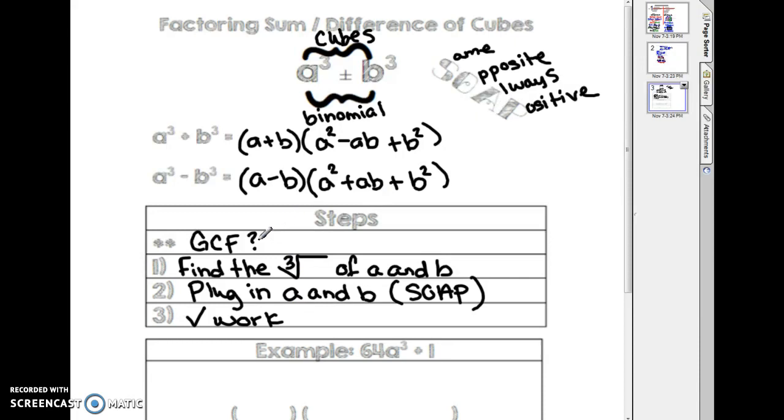So here's your steps. You're going to find the GCF, just like before. Make sure there's no GCF. Find the cube root. So instead of squaring and square roots, we got cubes. So we got to figure out something that multiplies 3 times, which makes it a little more difficult. Once you figure that out, then you can figure out what A and B are. Okay, and then you check your work by multiplying.